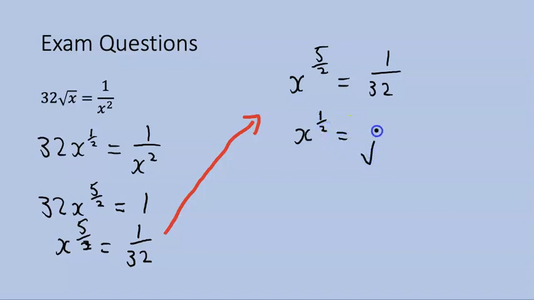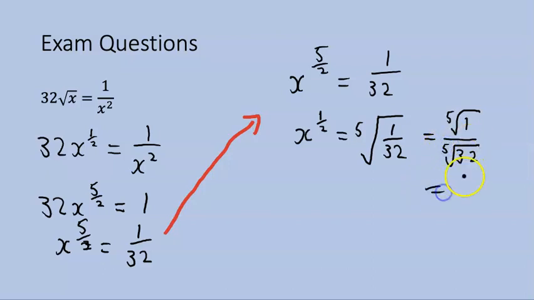Which means you've got to take the 5th root of 1 over 32. That means that you've got to take the 5th root of 1 and then the 5th root of 32. The 5th root of 1 is 1. The 5th root of 32 is 2. So I've got x to the power of half equals a half.